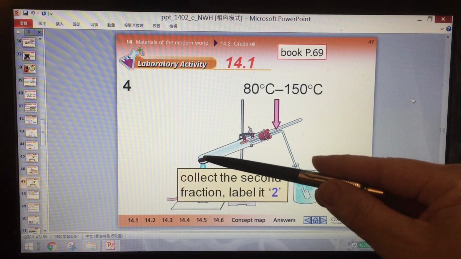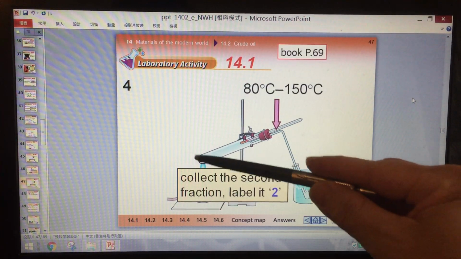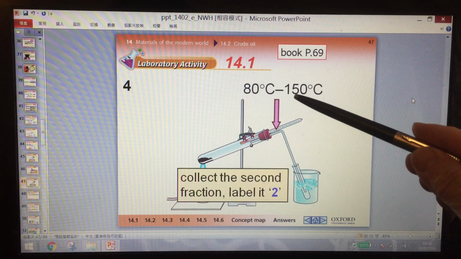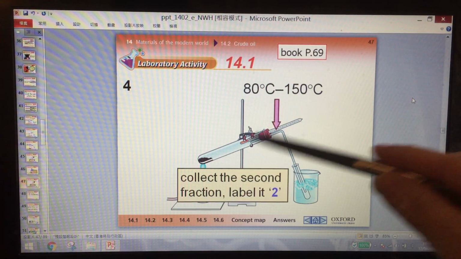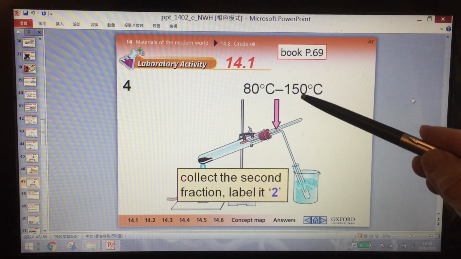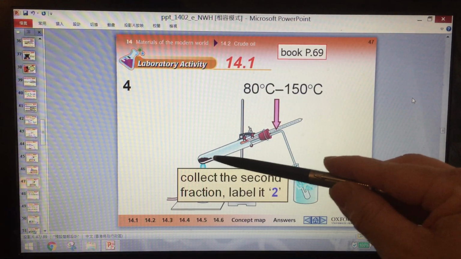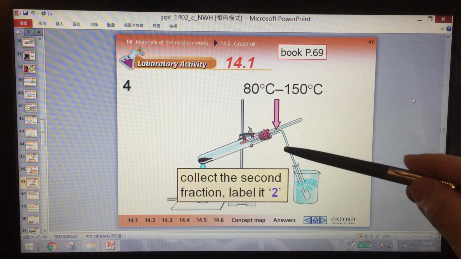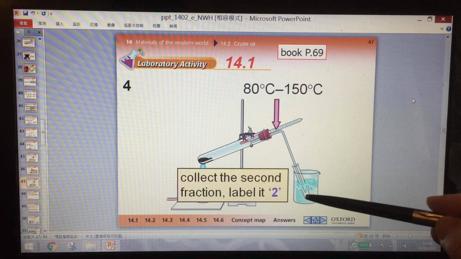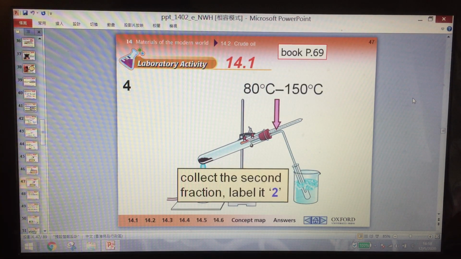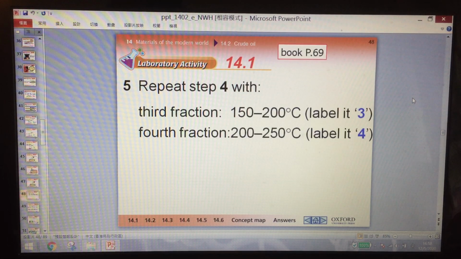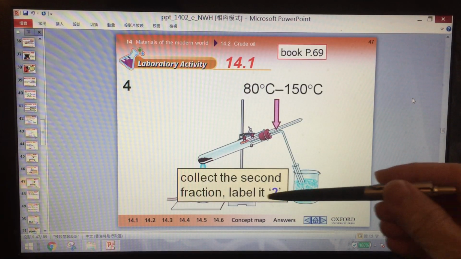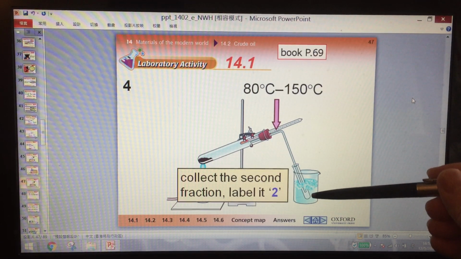And then we increase the temperature a little bit more. Now it is 80 to 150 degrees Celsius. Because the temperature is a little bit higher, a slightly larger size molecule will vaporize and come out, cool down, and then we collect the liquid. That is number 2, and this is a slightly larger size molecule.